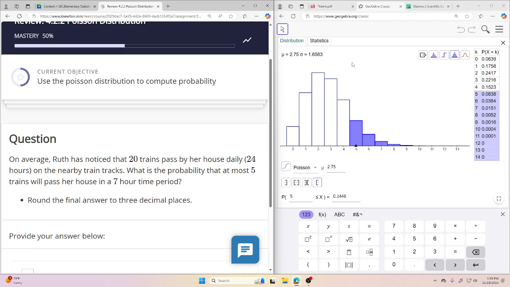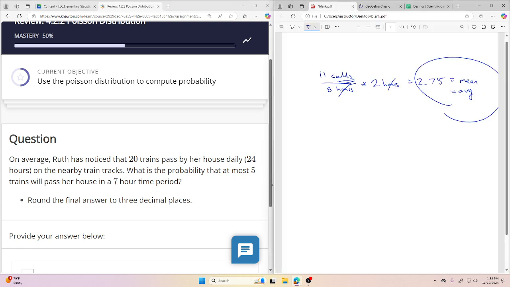Okay. Trains. Yep, trains problem. Here we go. So just like the last time, I got 20 trains every 24 hours. This says 24 hours. And again, I think we're going to cancel our hours. So blah, blah, blah, trains in a 7-hour time frame.